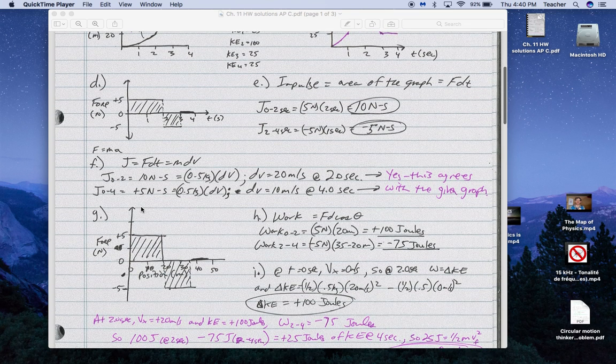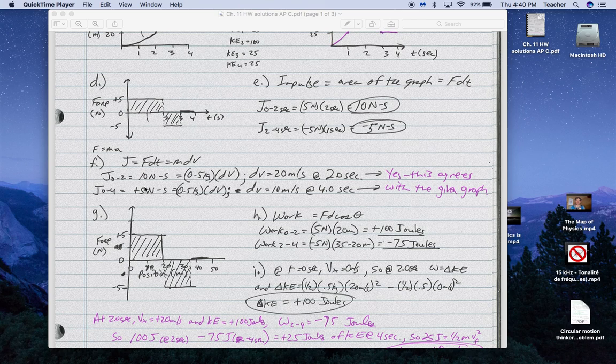So for letter F, what we're looking to see is, does the impulse and the change of momentum agree with the velocities? So from 0 to 2 seconds, we have 10 Newton seconds of impulse divided by the mass, which would give me the change of velocity of 20 meters per second. So at 2 seconds, that's how fast we were going.